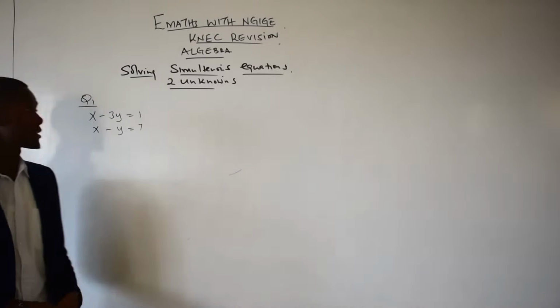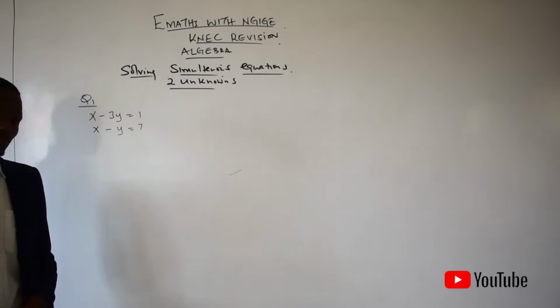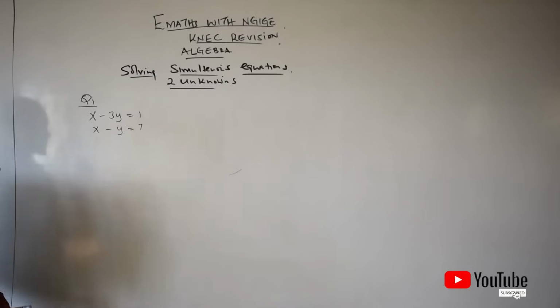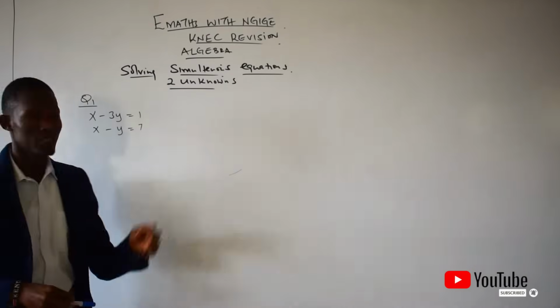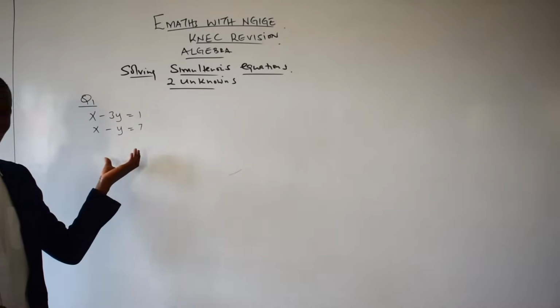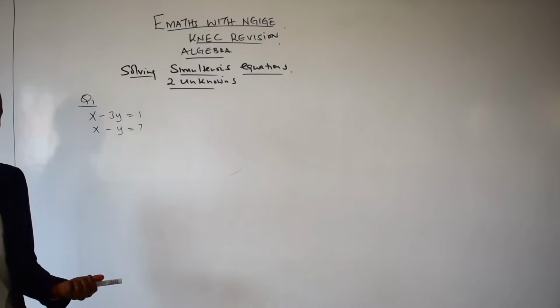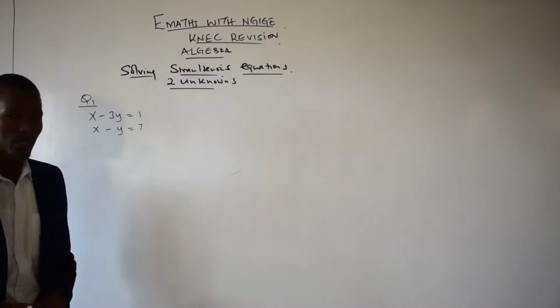Algebra part 2 is on the solving of simultaneous equations. Now we're going to be checking 2 by 2, 2 unknowns and 3 unknowns. So we shall start with the 2 unknowns. These are, we can say, simpler. So let's jump right in.